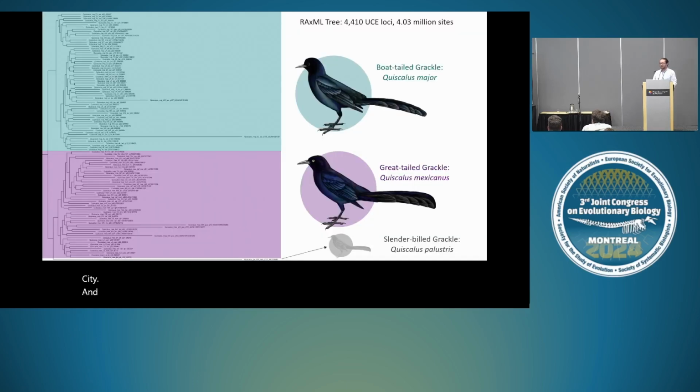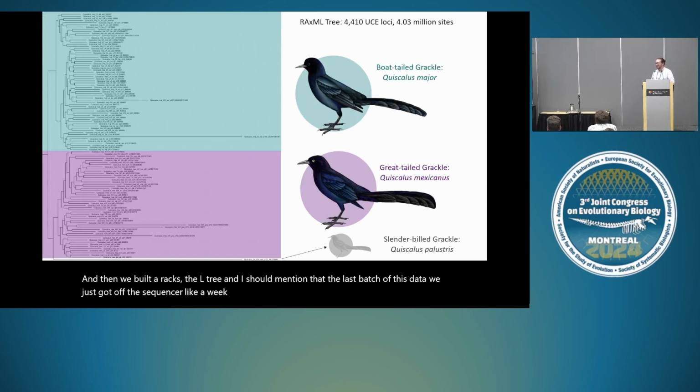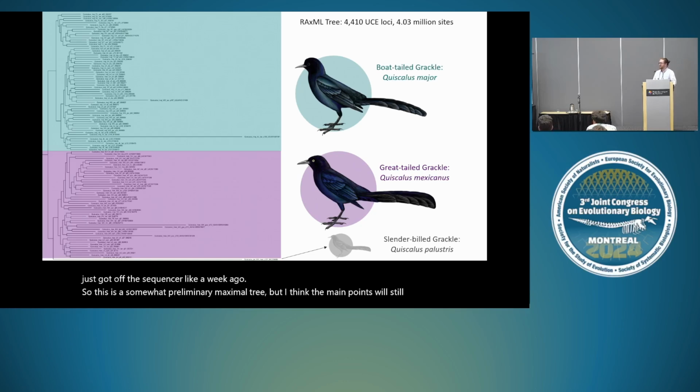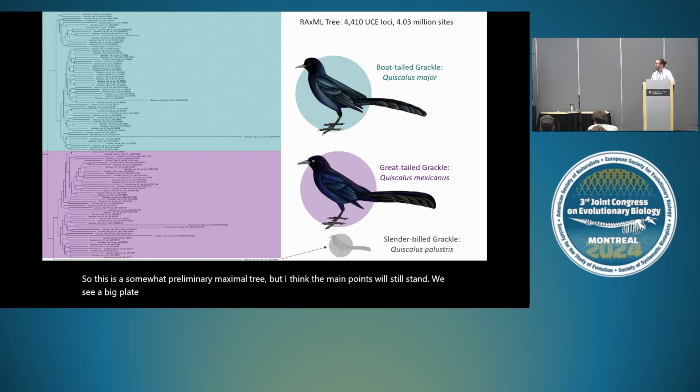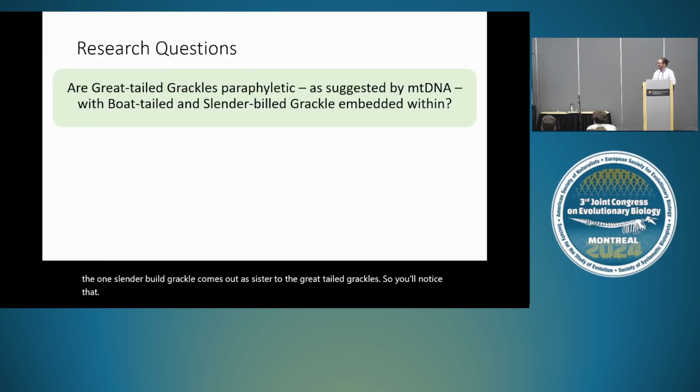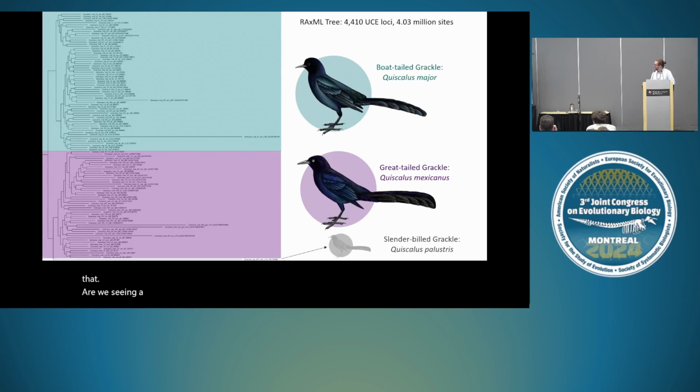And then we built a RAxML tree, and I should mention that the last batch of this data we just got off the sequencer like a week ago, so this is a somewhat preliminary RAxML tree, but I think the main points will still stand. We see a big clade of boat-tailed grackles at the top, a big clade of great-tailed grackles, and then the one slender-billed grackle comes out as sister to the great-tailed grackles. So you'll notice that, are we seeing a paraphyletic great-tailed grackle? Not really.